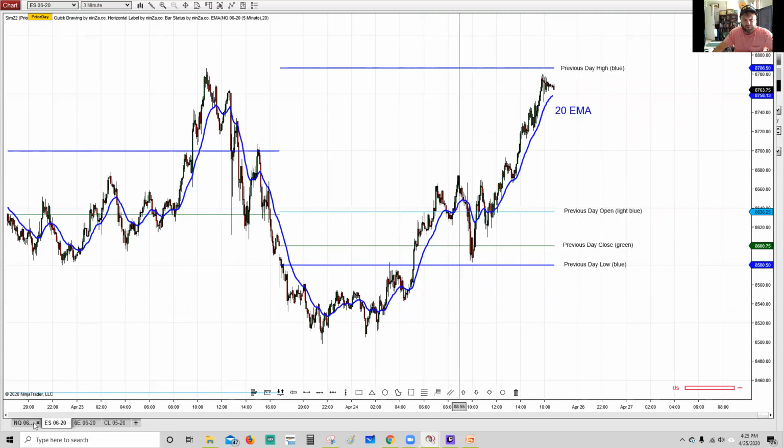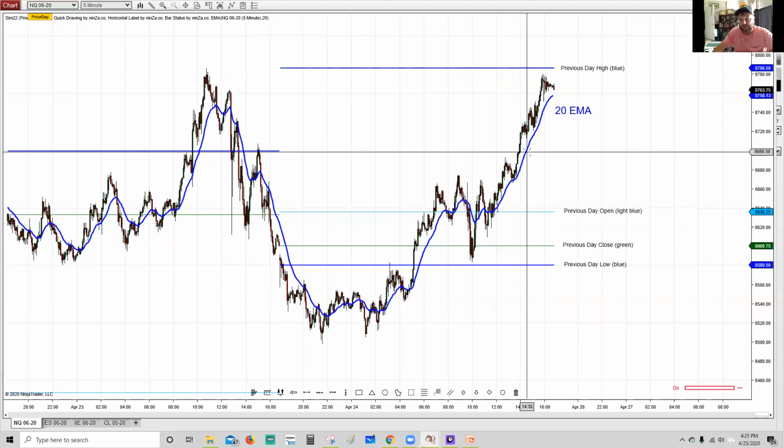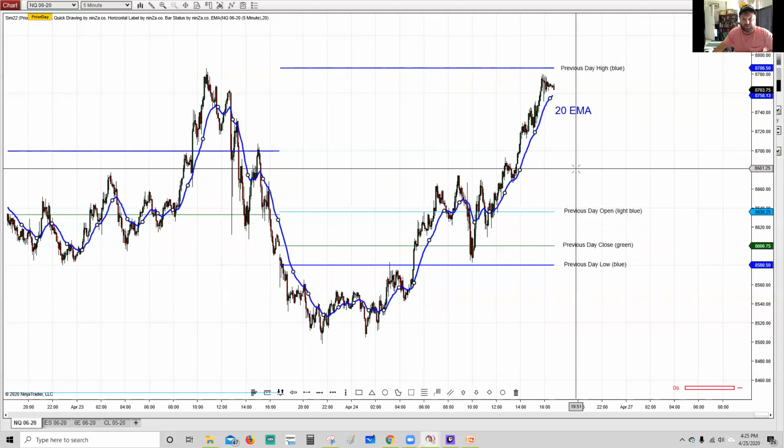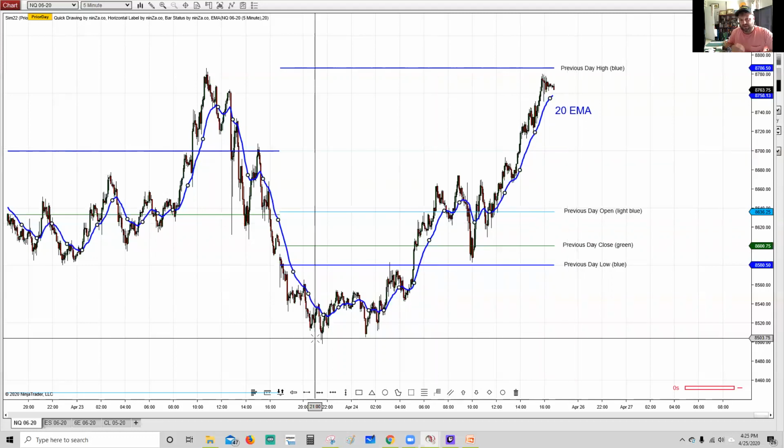If you ever see a moving average on the chart, then it will be a 20-period exponential moving average. Those are going to be the main things that you'll see on the chart.